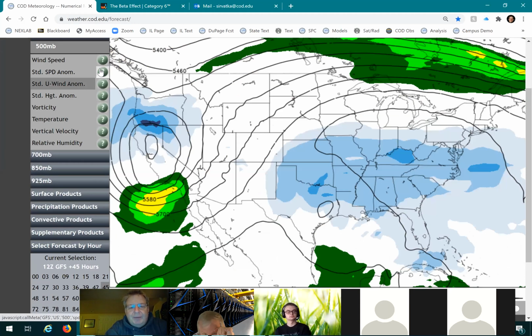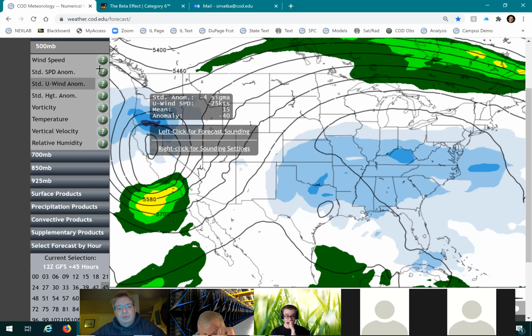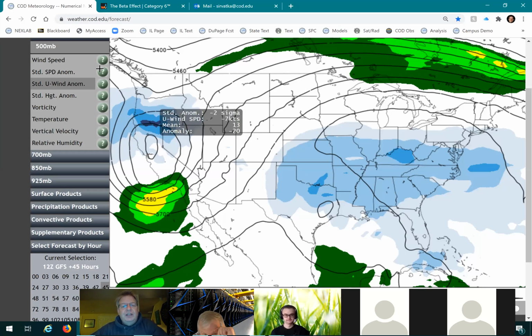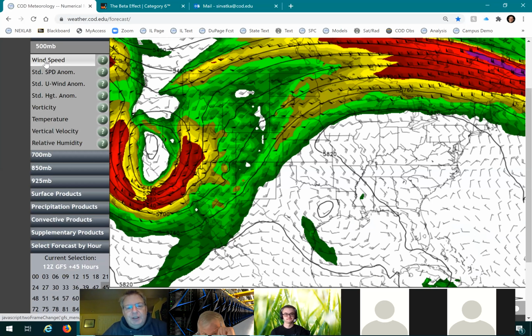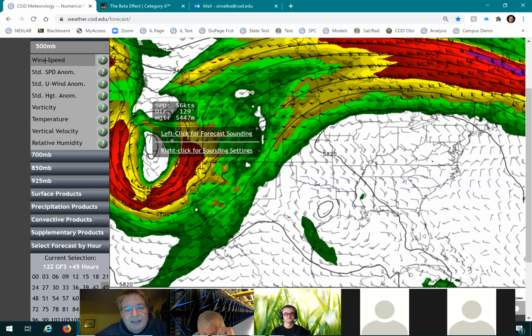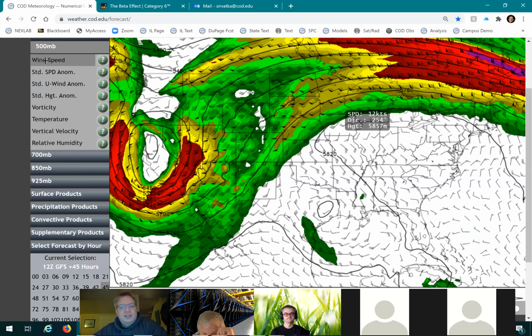Here's your U-wind anomaly. So this is how different the winds are from the west, only the zonal component. Down here, I've got 3 sigma, strong westerly anomaly into California. Up here, I've got a negative anomaly of 4 sigma. So I've actually got winds that are from the east, which is going to be way off. I mean, look at this. The winds here are 45 knots from the east. That is highly unusual. Look at the big ridge over us, by the way.